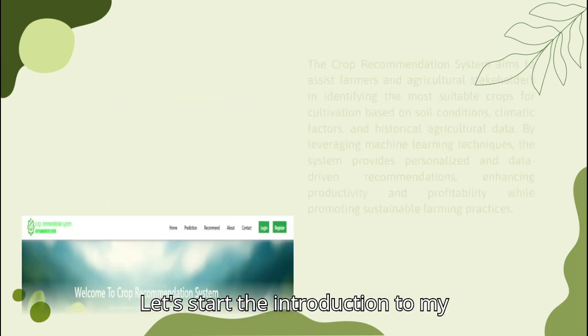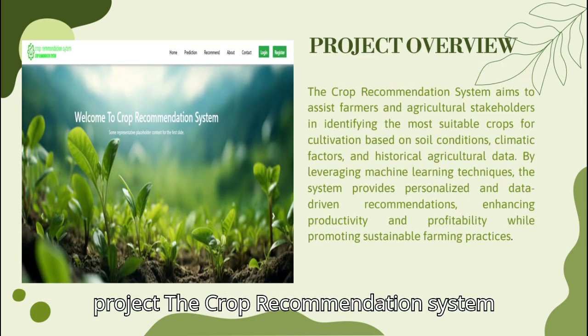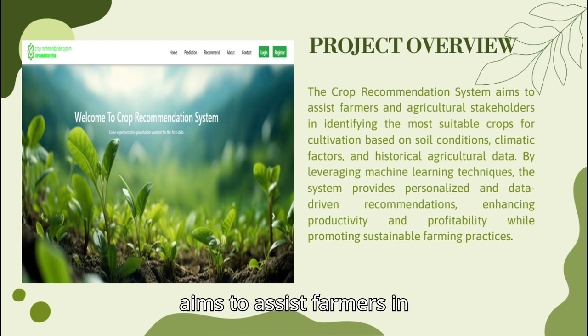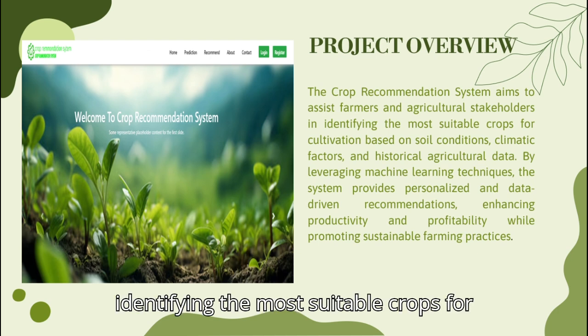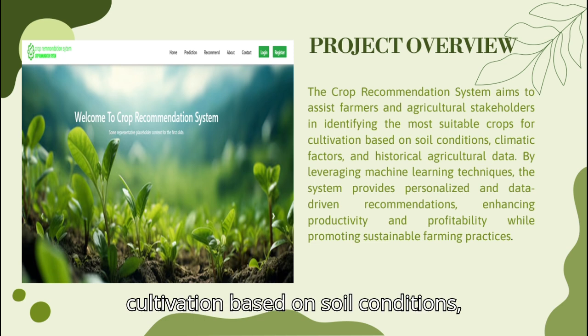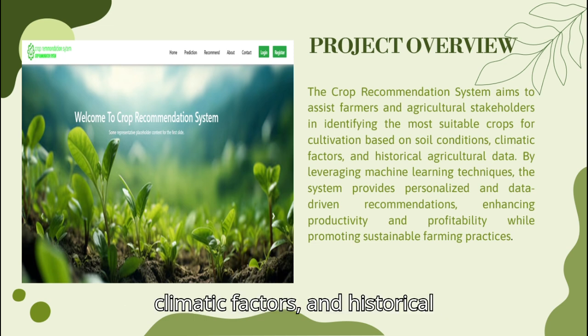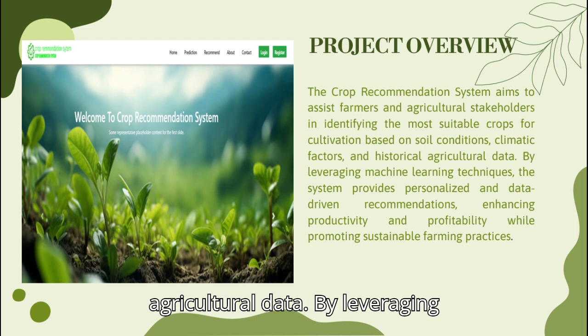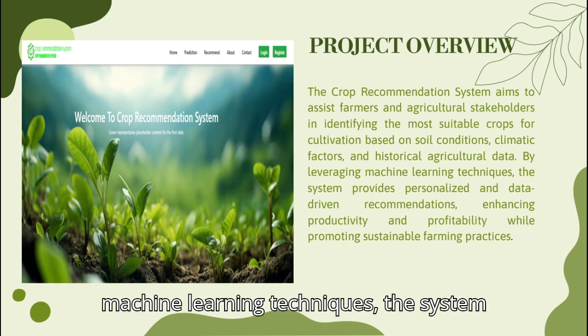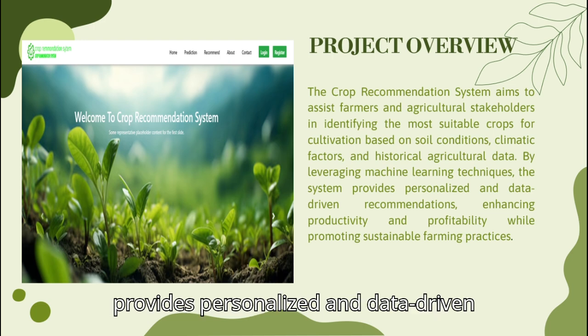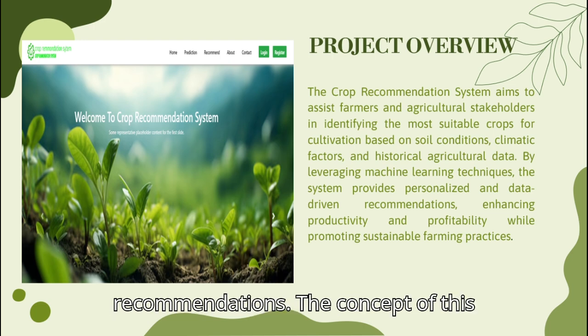Let's start the introduction to my project. The crop recommendation system aims to assist farmers in identifying the most suitable crops for cultivation based on soil conditions, climatic factors, and historical agricultural data. By leveraging machine learning techniques, the system provides personalized and data-driven recommendations.